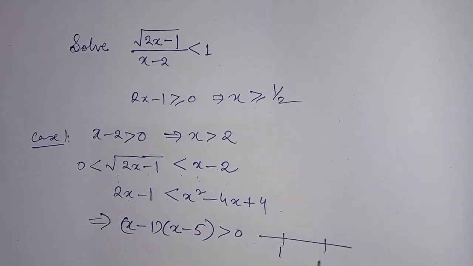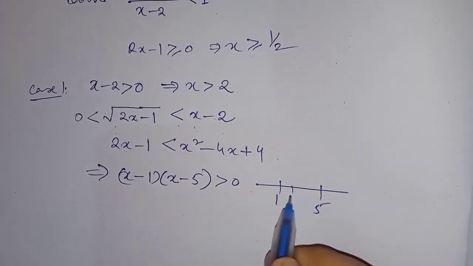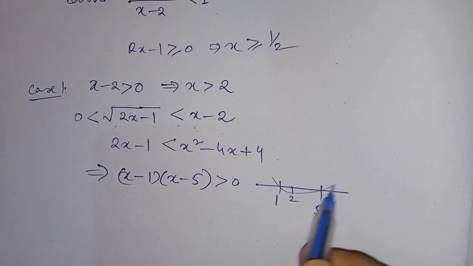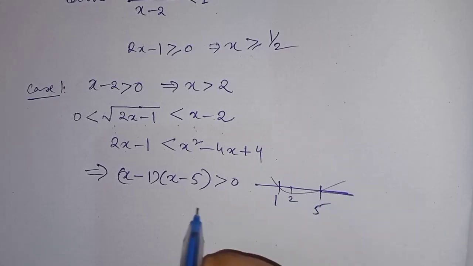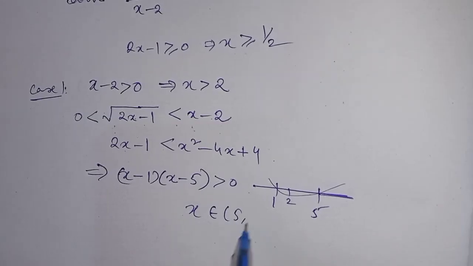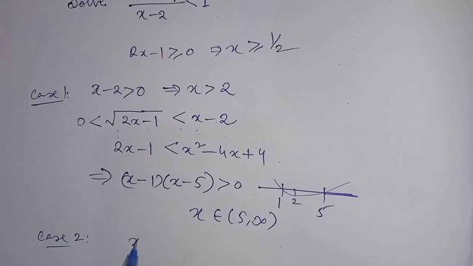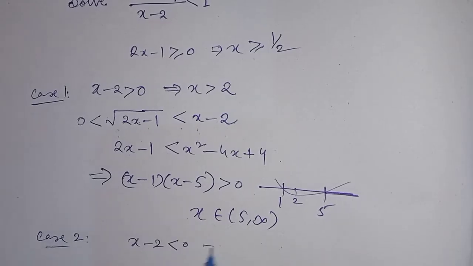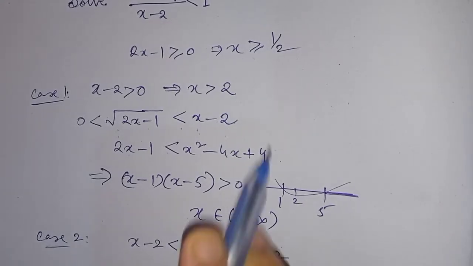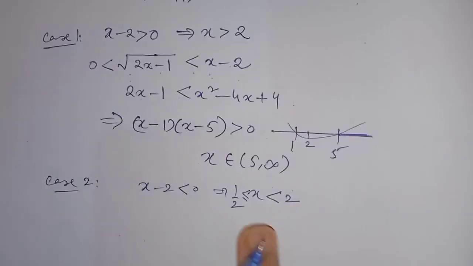And so, we have already assumed that x is greater than 2, so 2 is somewhere here. Our solution space will be this one: x belongs to the interval 5 to infinity. Now case 2 is when x minus 2 is less than 0. That implies x is less than 2, but x must be greater than or equal to half. So this is the case.